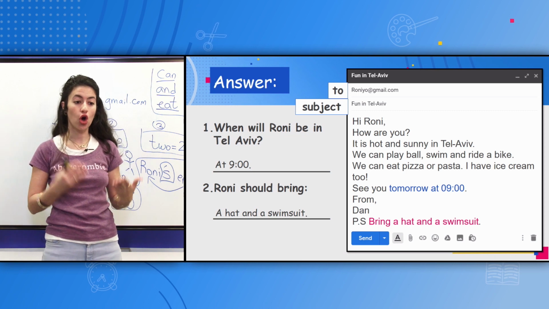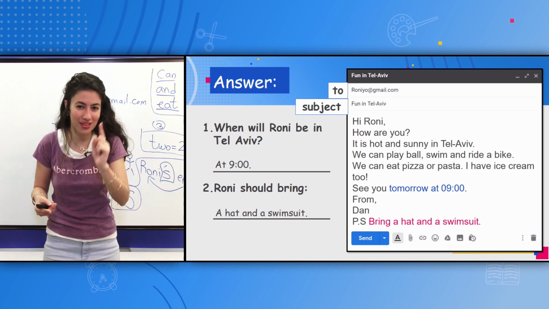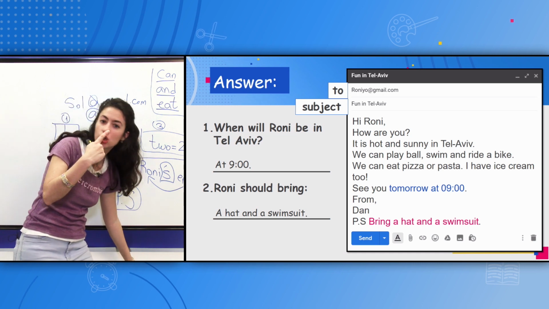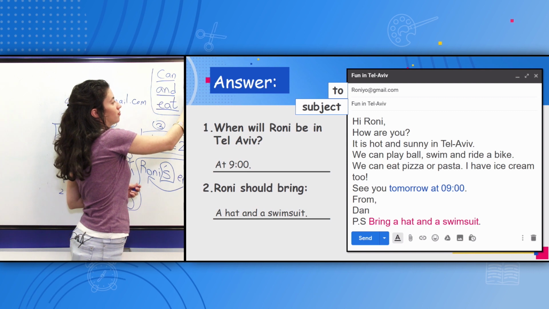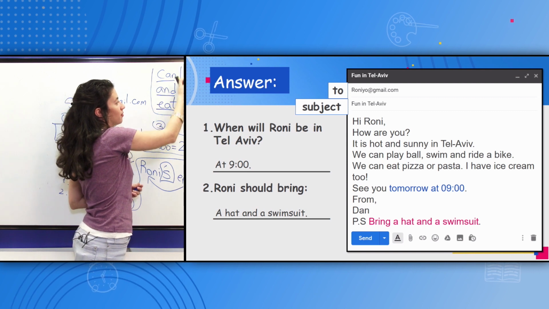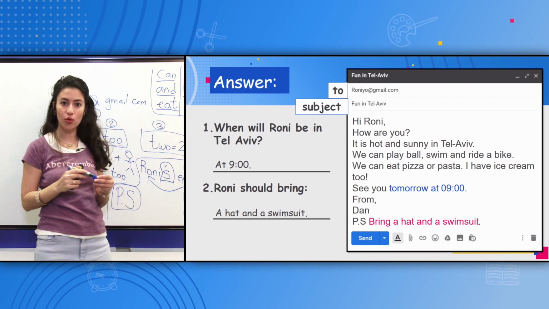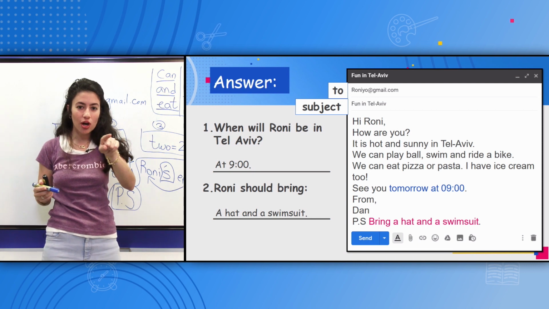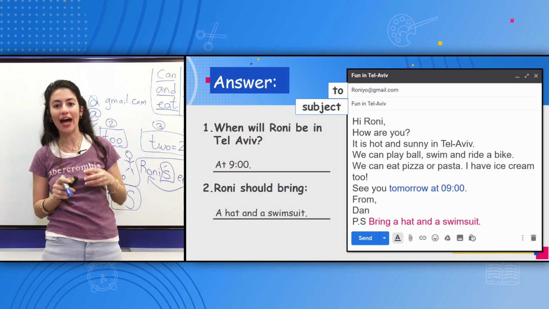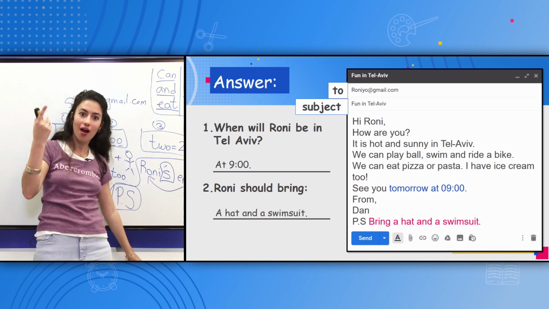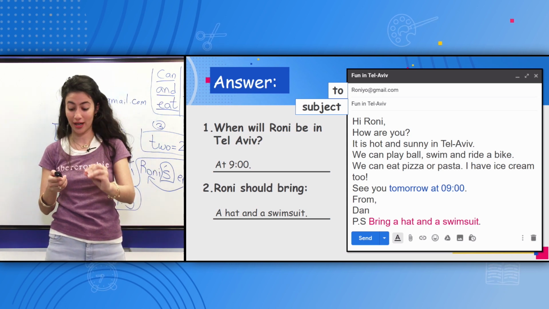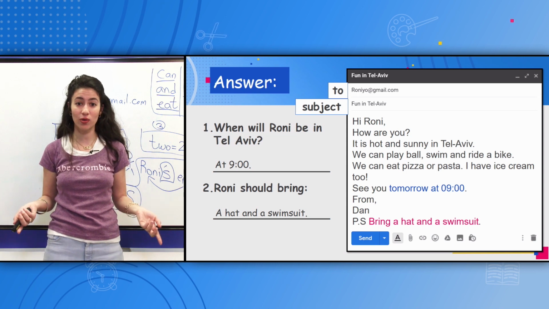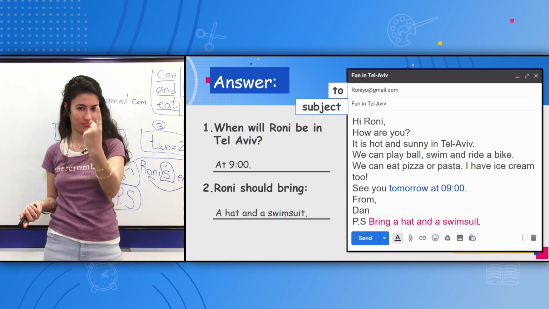Number 2, Ronnie should bring. Now, this is what I told you. Look for the words. Bring. You found the word and you start reading. Bring a hat and a swimsuit. Here's the answer. So I write Ronnie should bring a hat and a swimsuit. Remember what is a? 1.